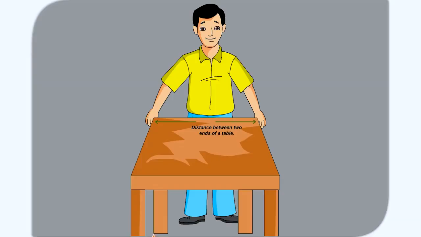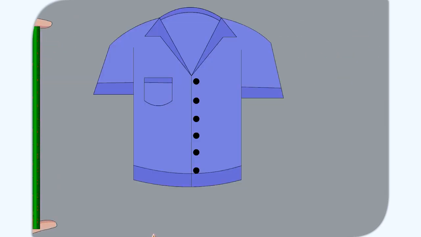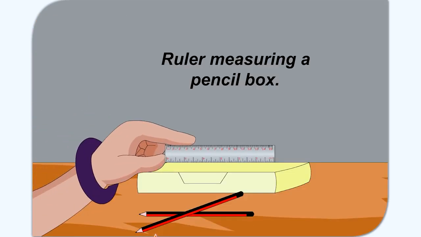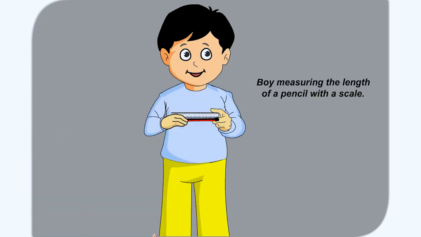Length is the distance between any 2 points or places. It can be measured using a meter rod, measuring tape, a ruler, etc. Small lengths like the length of a notebook or a pencil can be measured using a scale in terms of centimeters or meters. The distance between 2 places is measured in kilometers.